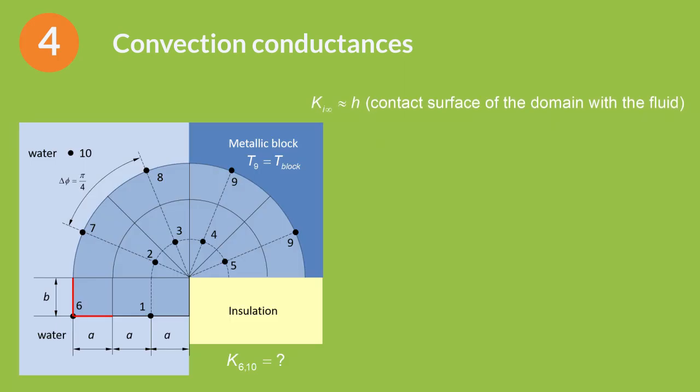For a corner surface like the one shown in the figure for domain 6, to calculate the contact area of domain 6 with the outer fluid represented by node 10, we must add the area below and the side area.